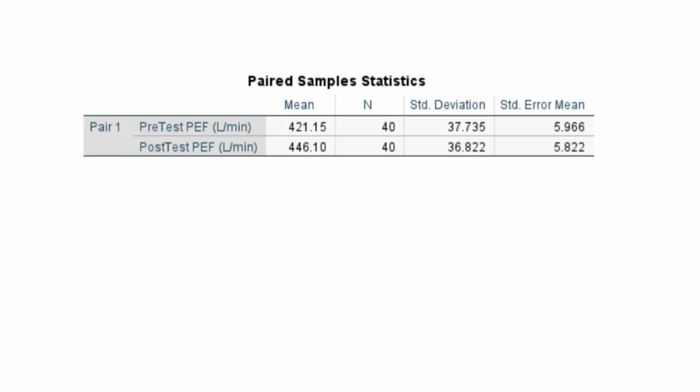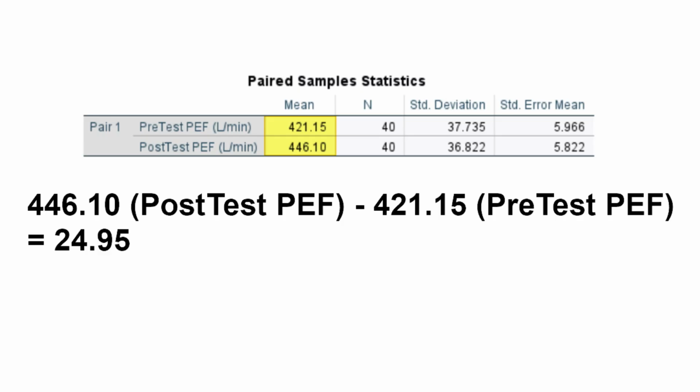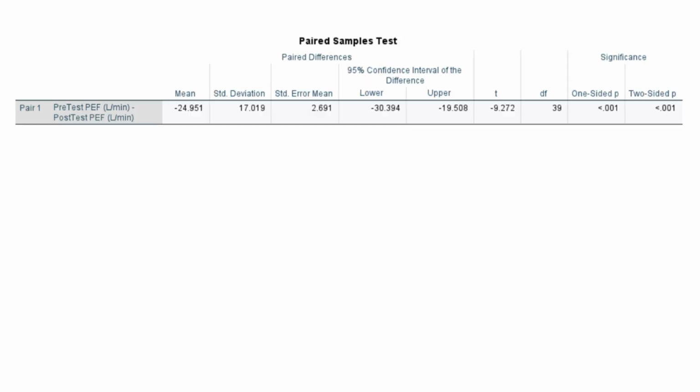Let's take a look. First, we look at the paired samples statistics table. This shows the mean value for each condition. The pre-test mean is approximately 421 liters per minute, and the post-test mean is approximately 446 liters per minute. So the post-test mean is about 25 liters per minute higher. To find out whether this difference is statistically significant, we want to look at the paired samples test table.